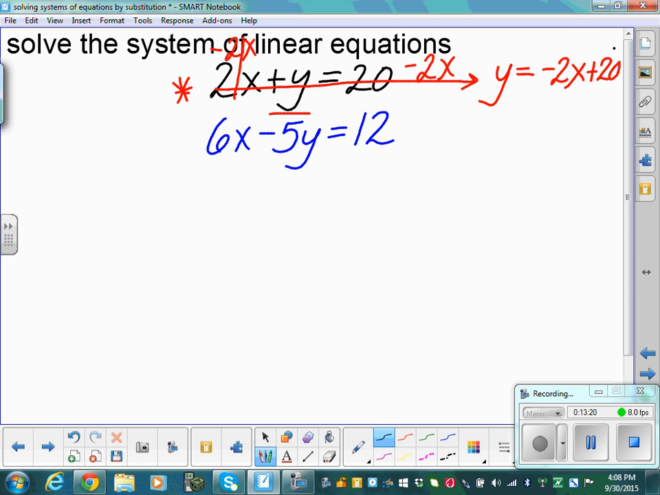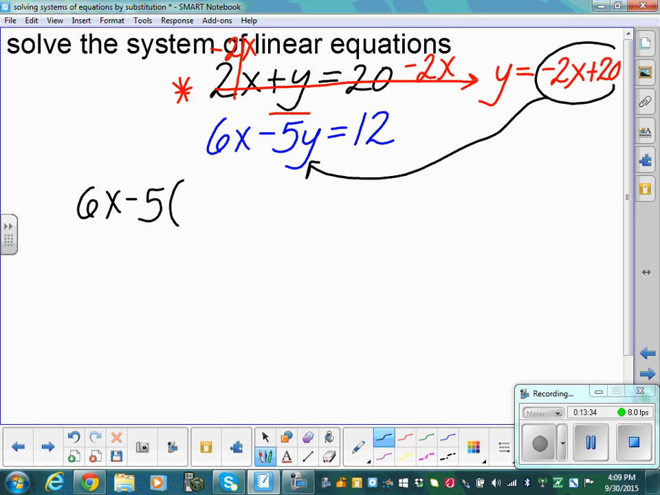So we're going to substitute that value into the other equation wherever there's a y, since this happened to be y. So we're going to substitute it in right there. So now we're going to have 6x minus 5 times y, but y we're substituting in negative 2x plus 20. And then we have right here is equal to 12. So once again, I just substituted into our y that negative 2x plus 20. And now I can solve.